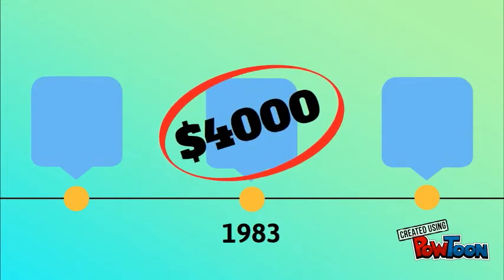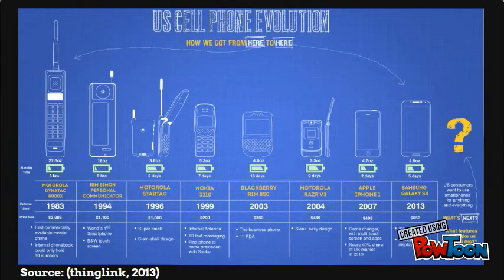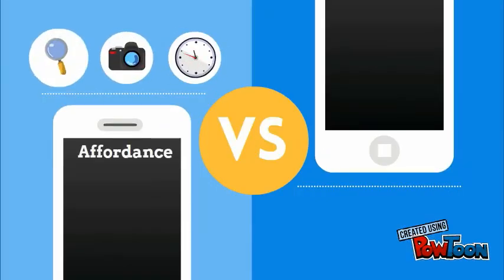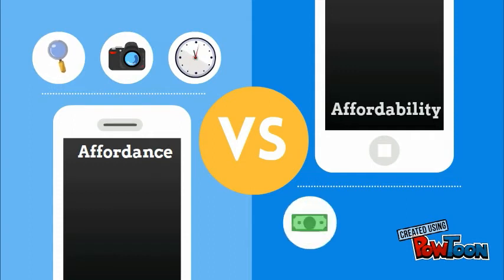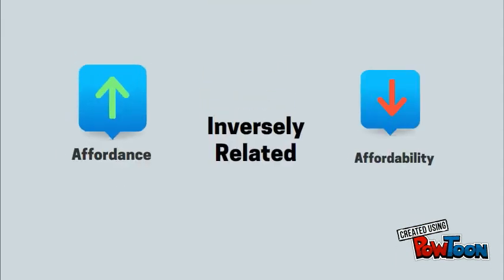Rewinding back to the year 1983, the first commercial mobile phone went for sale at a costly price of $4,000. Since then, smart devices are now owned by more than 65% of the population, and with this rapid growth in technology, it is only evident that our devices will also evolve, specifically in their affordance and affordability. In this context, affordance refers to the different functions available via a mobile device, while affordability is someone's ability to purchase this technology. These terms have an inverse relationship where high affordance devices are typically low in affordability.